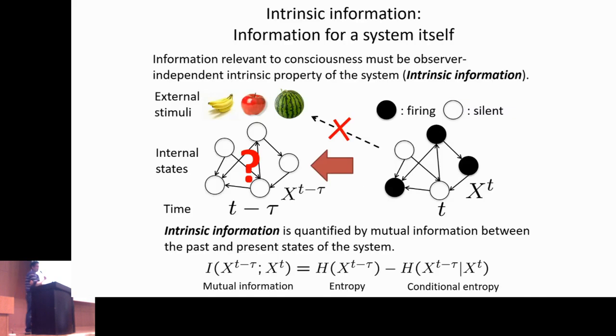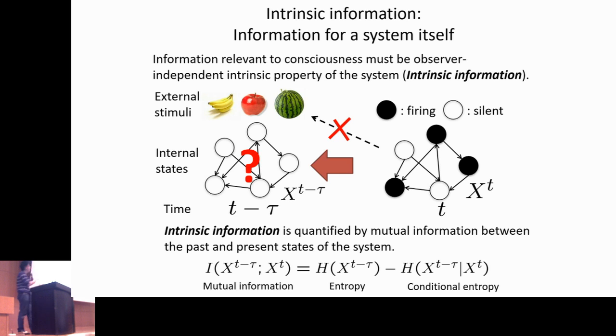So this is called intrinsic information. IIT tries to quantify information for a system itself. The information relevant to consciousness must be an observer-independent, intrinsic property of the system, and this kind of notion of information is called intrinsic information. So again, we do not quantify the information between the neural responses and the external stimuli. We only look at the neural responses of the system, only the system we are looking at, like this.